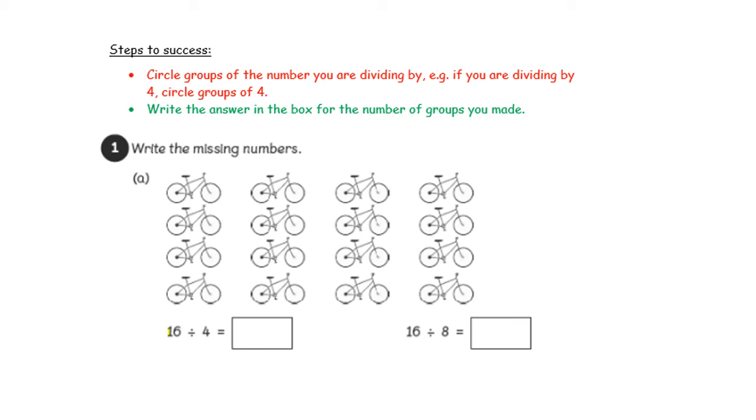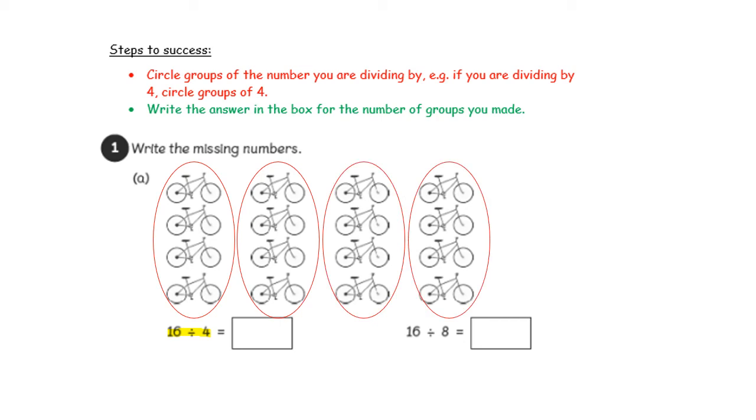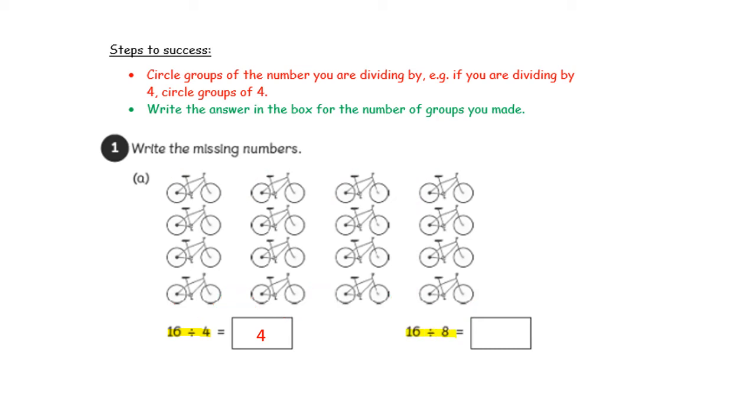So if we look at the first question, 16 divided by 4, okay, we are dividing by 4, so that means we circle groups of 4. So how many groups of 4 can we make? 1, 2, 3, 4. That means 16 divided by 4 is 4, okay? Now for the second question, we're doing 16 divided by 8, okay? So that means we need to circle groups of 8. So how many groups of 8 can we make? 1, 2. That means that 16 divided by 8 is 2, okay?